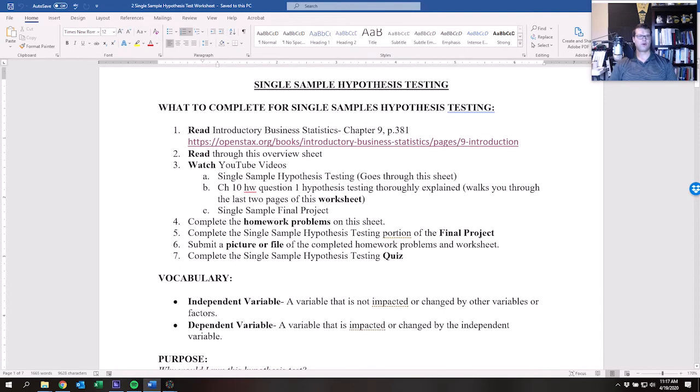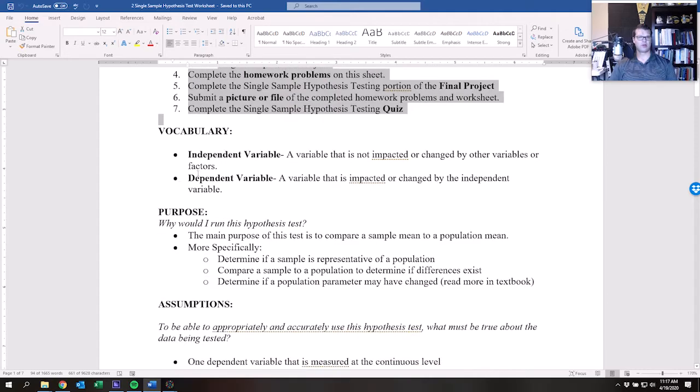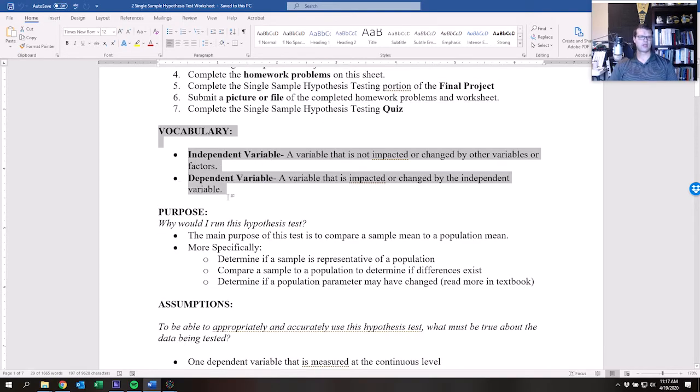That's what you've got to do for this, and what we're going to do is go over the vocabulary really quick. I don't believe that we will cover this too much anywhere else, so it's actually kind of important that you're here right now. Maybe I should cover it someplace else, but there is something called an independent variable and a dependent variable. An independent variable is essentially the variable that is not impacted or changed by any other variable or factor. So if you've got two factors that are interacting, you've got one factor that is impacting the other factor.